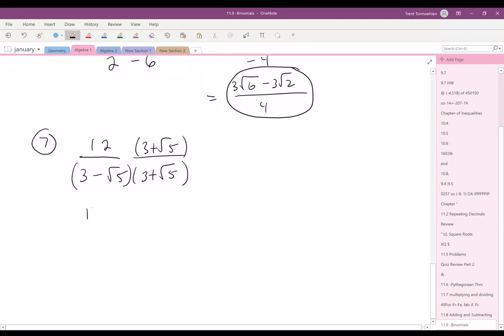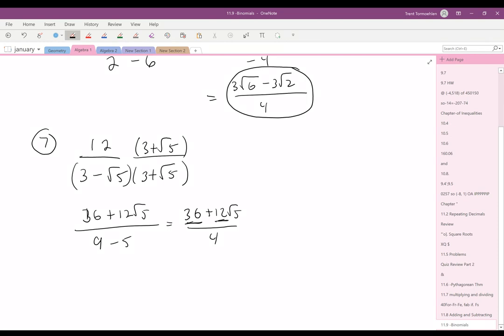That gives me 36 plus 12 root 5 all over 9 minus 5. So that gives me 36 plus 12 root 5 all over 4. Now, on this one, 36 and 12, the rational coefficients, are both divisible by 4. And so you need to simplify this further. You can simplify each of those separately, or you could think about it as taking a 4 out of this and getting 9 plus 3 root 5 by factorization. However you want to think about it, your final answer for this problem needed to be 9 plus 3 root 5.